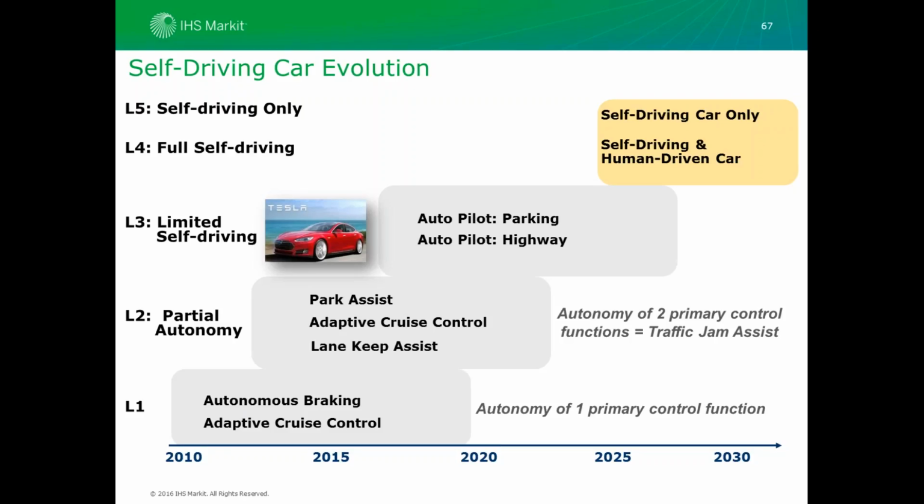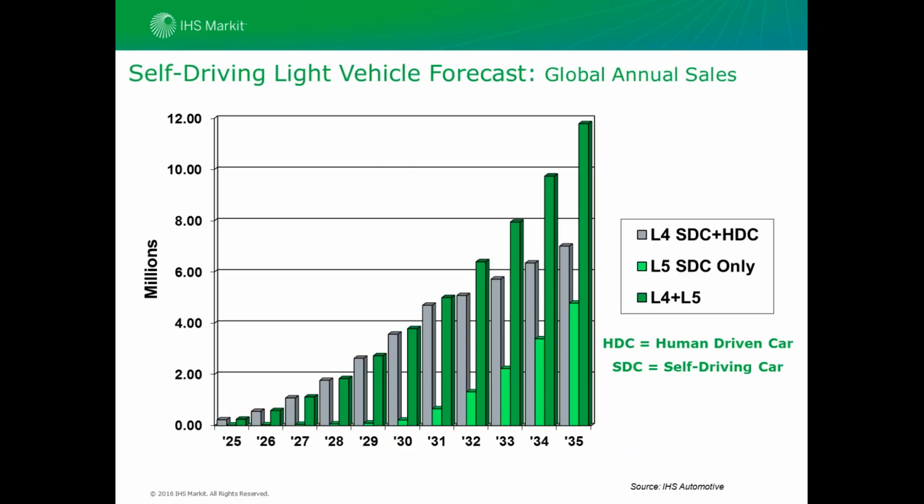Then you get into L3, which is actually limited self-driving, where you have autopilot type functionalities. And you can see those types of vehicles are on the road today even. The Tesla S model is certainly a version of that. And then you get into the vehicles that will be coming farther down the line. The L4, which is a fully self-driving car, but there's still a steering wheel in there for human-driven vehicle. And then an L5, which is a fully self-driving car.